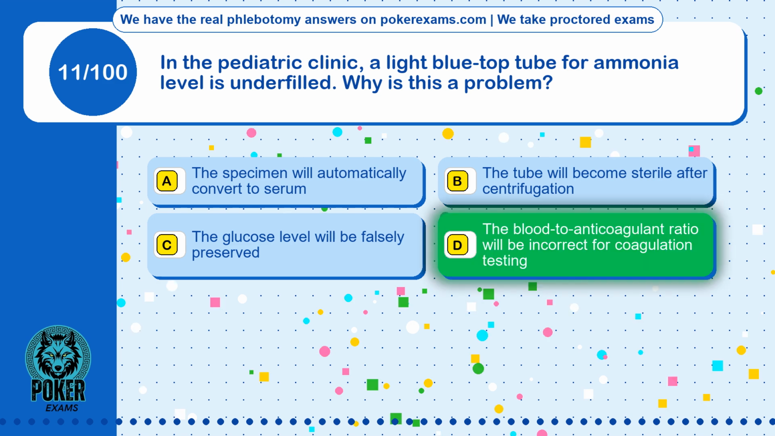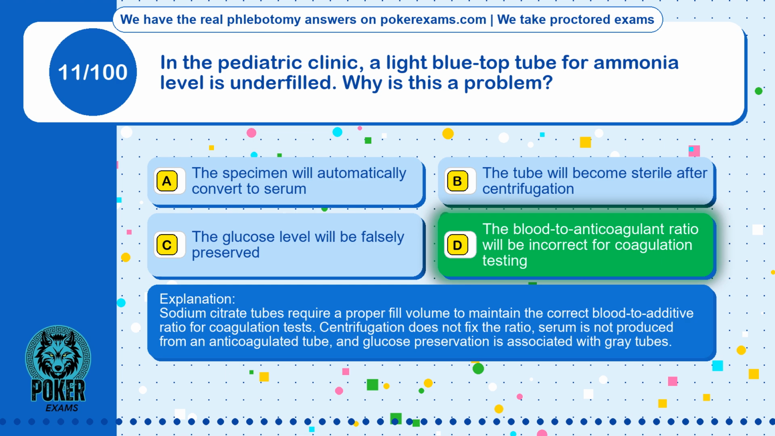The correct answer is option D. The blood to anticoagulant ratio will be incorrect for coagulation testing. Sodium citrate tubes require a proper fill volume to maintain the correct blood to additive ratio for coagulation tests. Centrifugation does not fix the ratio, serum is not produced from an anticoagulated tube, and glucose preservation is associated with gray tubes.